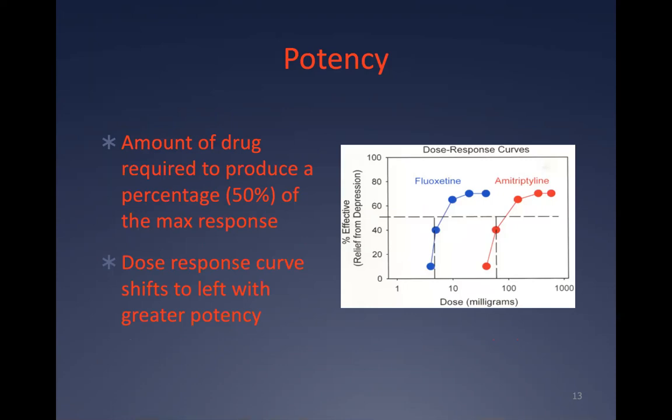So an increase in potency is a shift to the left. A decrease in potency is a shift to the right.